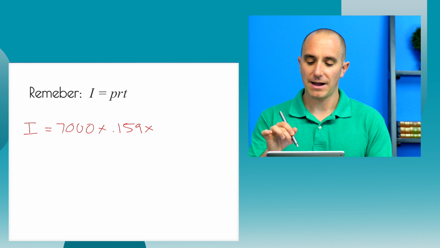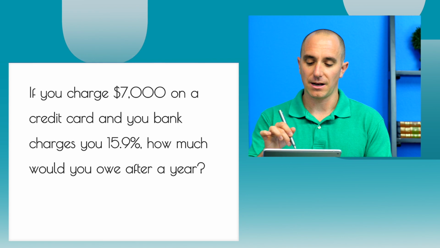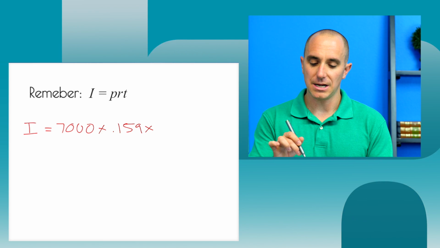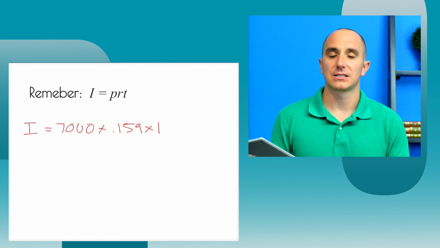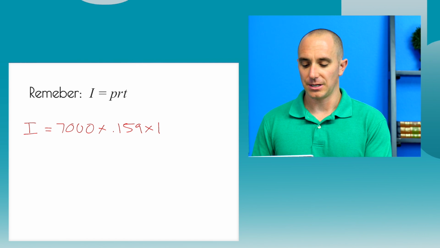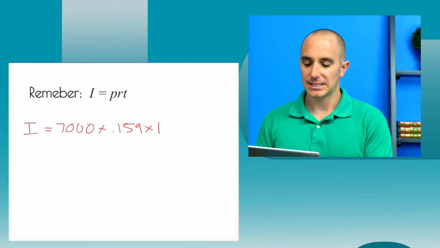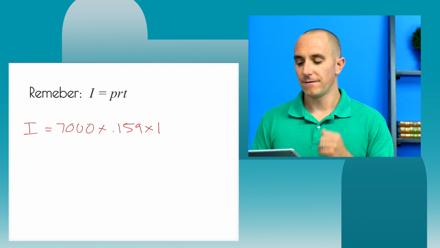Multiplied by the time you have the money, or the time it takes you to pay it off, which if I look back, is 1 year, so it's times 1. Really the times 1 is not going to be relevant because it's just going to repeat whatever the answer is. So now essentially we have to say 7,000 times 0.159.